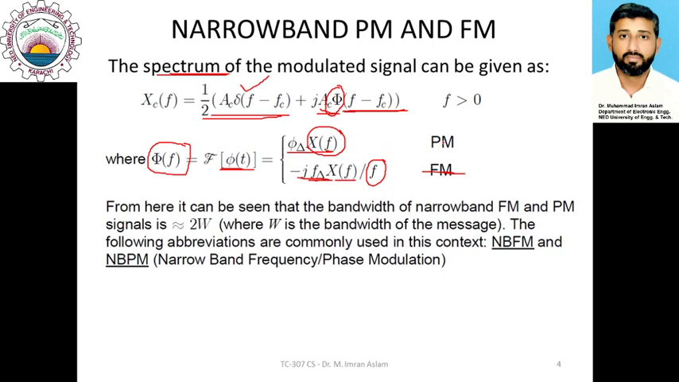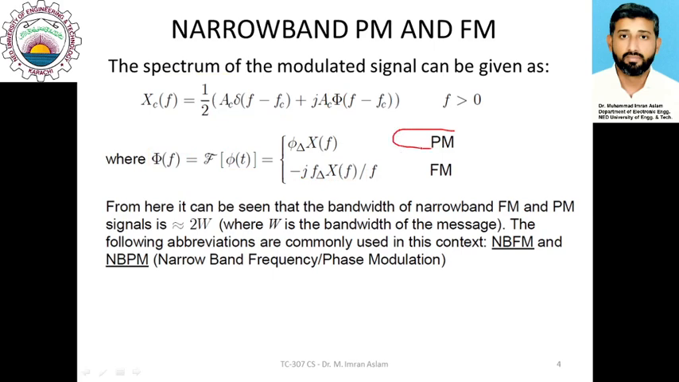So in both cases, for PM as well as for FM, you can see that the spectrum is dependent on the spectrum of xf. For PM, the spectrum is directly related to xf with a constant multiple here. For the FM case, we have a constant multiple, but the spectrum is also divided by the frequency f. Here you can see that it's divided by the frequency.